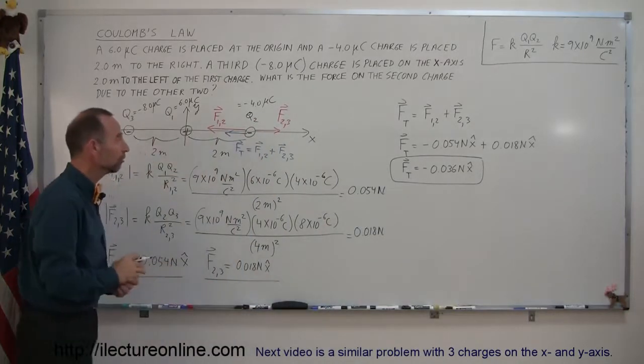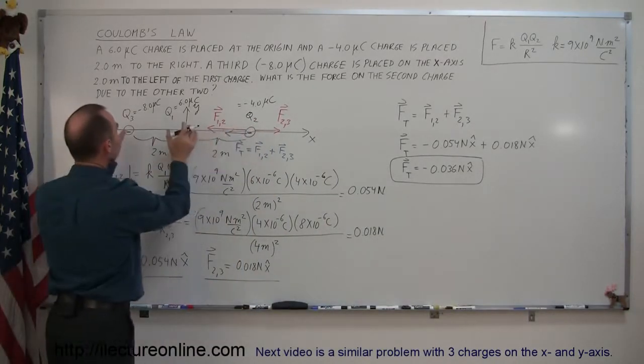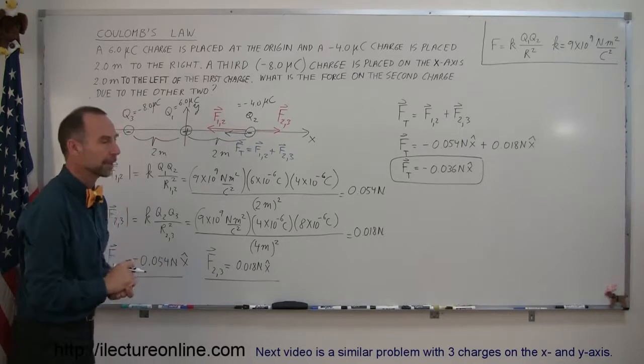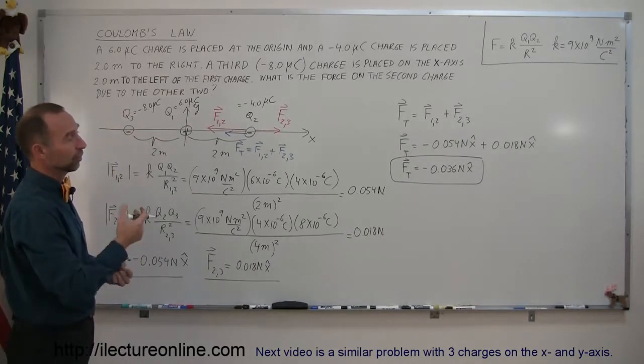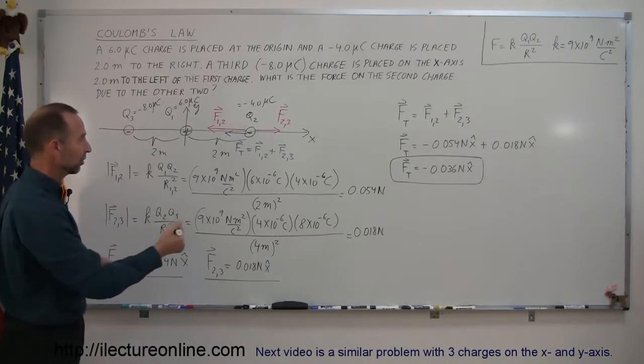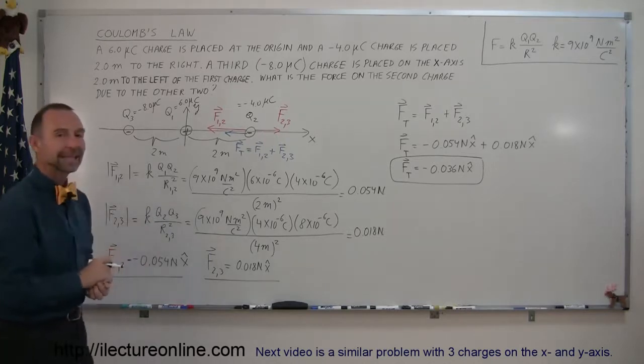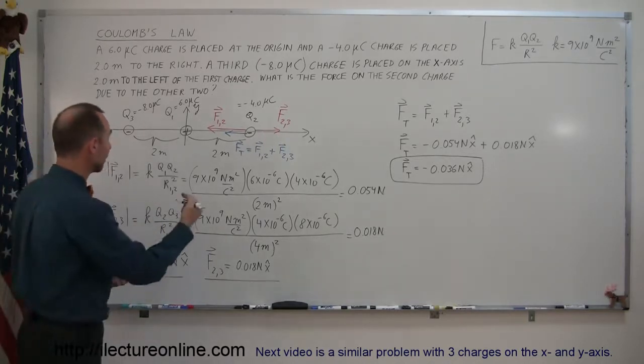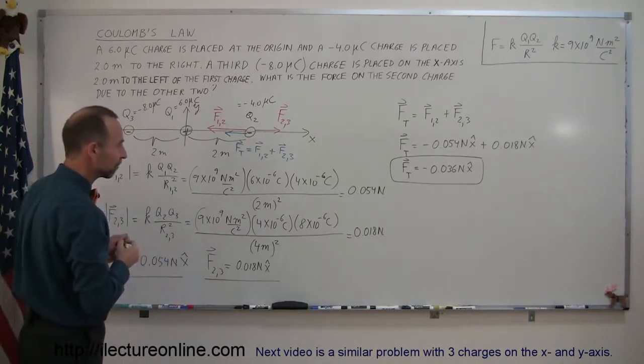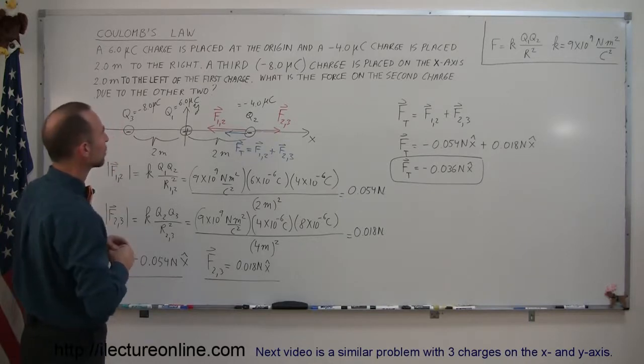That is the resultant force on Q2 due to the presence of the other two. Magnitude, 0.036 newtons. Direction, along the negative x-axis, or in the direction of the negative x-axis. All right. That's how you do these types of problems.